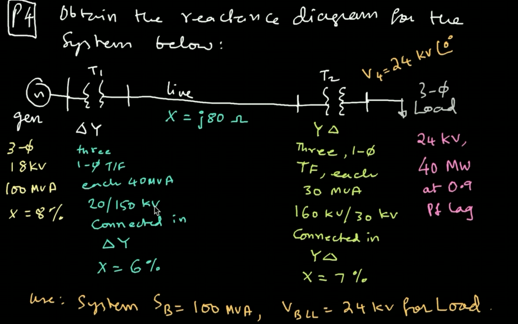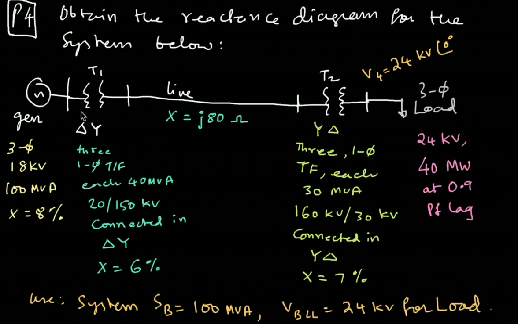And this 20 by 150 kV is the voltage transformation ratio. This is for each single-phase transformer. That means one leg of delta here and one leg of star here have this ratio of 20 into 150 kV. Every time I say it's a three-phase transformer, the voltages are line voltages, but here one-phase transformer is mentioned. Therefore, this 20 and 150 are the phase voltages, connected in delta-star, and then the per unit reactance is 6% for each of these individual transformers.